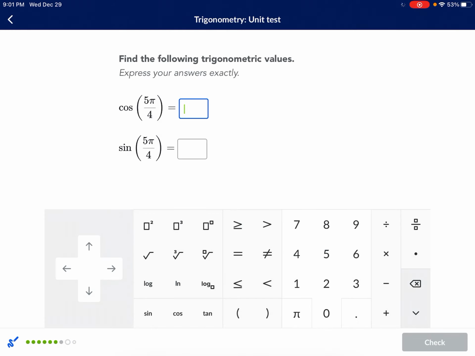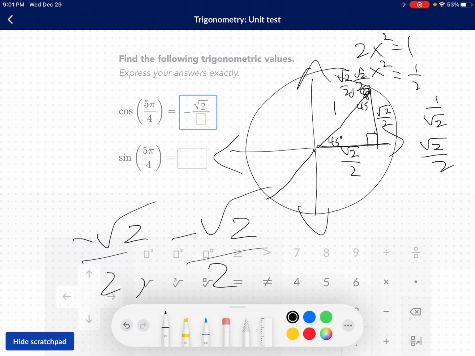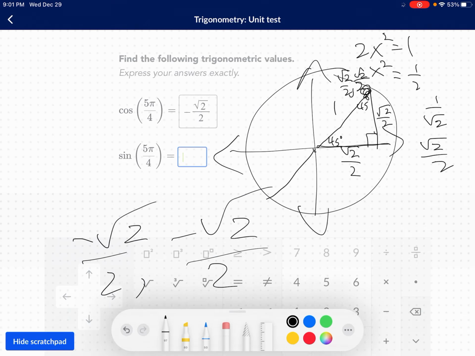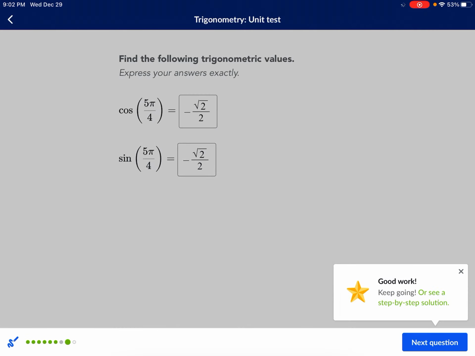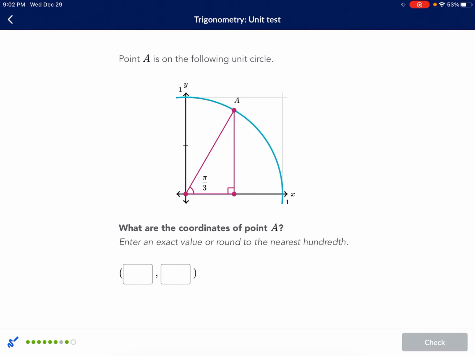Tongue twister. How do I type this? Negative root 2 over 2. No, that's not what I mean. Okay, negative root 2 over 2. Nice.